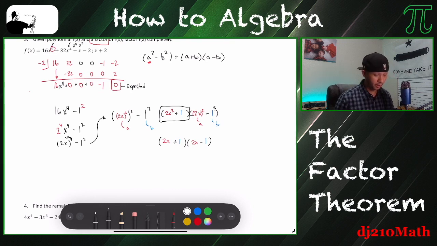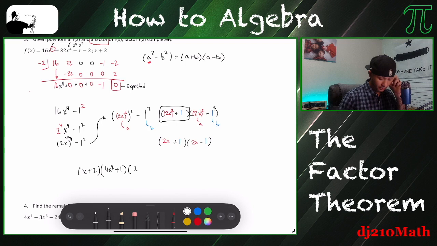So let's put it all together. Our factors are going to be x plus 2, because that's what was given. The first boxed answer, which should be in parentheses. All right, if we apply the square to both the 2 and the x, we should get 4x squared plus 1. And then the 2 that we found. 2x plus 1, 2x minus 1.